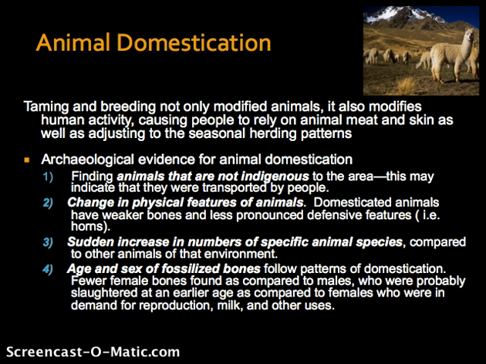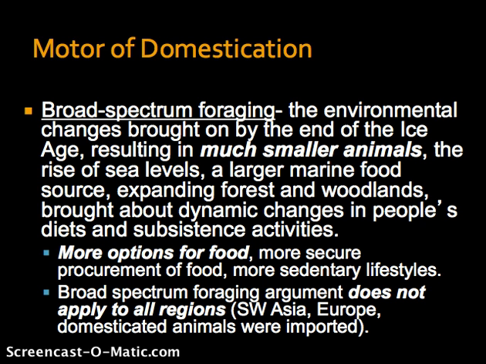So what were some of the driving forces behind domestication? There are two main theories here. The broad spectrum foraging theory, which stresses environmental change brought on by the end of the last ice age, resulting in much smaller animals. Here you see more options for food. And the thing to keep in mind here is that it does not apply to all regions across the world.